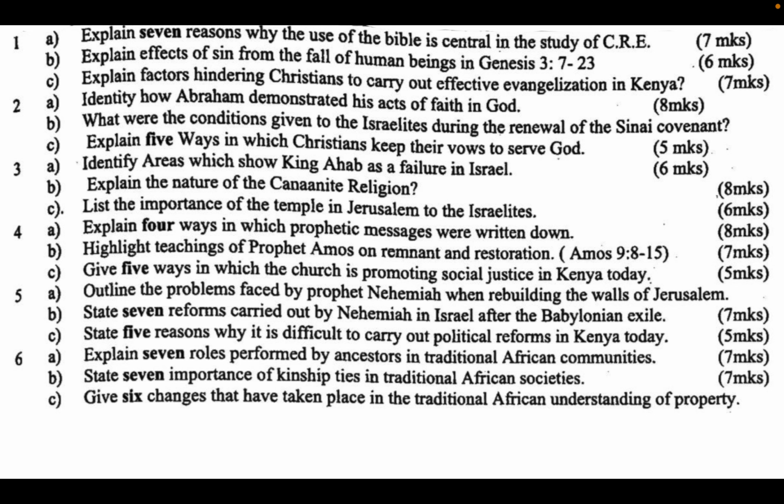Question 4a. Explain 4 ways in which prophetic messages were written down. B. Highlight teachings of Prophet Amos on remnant and restoration as found in Amos chapter 9 from verse 8 to 15. I have repeated. C. Give 5 ways in which the church is promoting social justice in Kenya today.